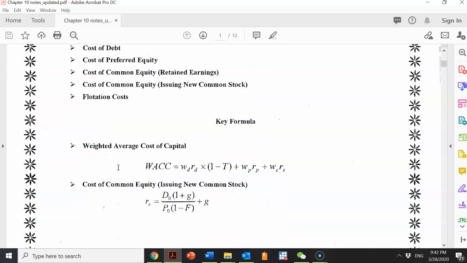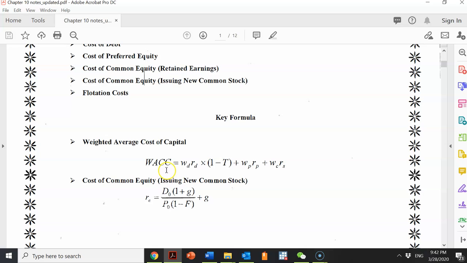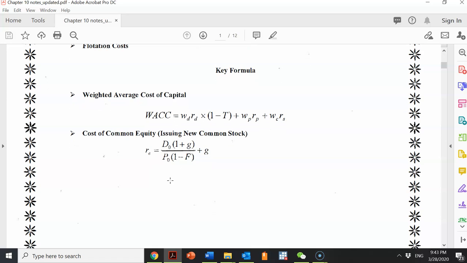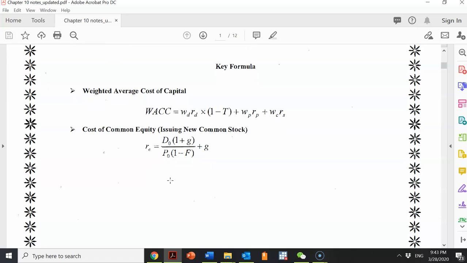So the key formulas will be the WACC formula, which is the weighted average of the three component costs. So we use the three weights multiplied by the three costs. And the cost of new common equity for a new common stock would be the DCF model we learned, adding a flotation cost F here. Okay, we will go into detail on these formulas and concepts.